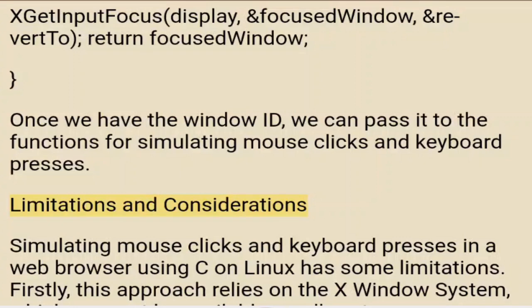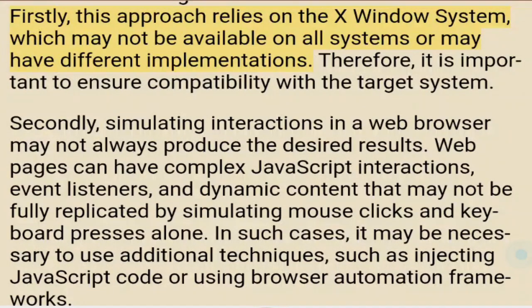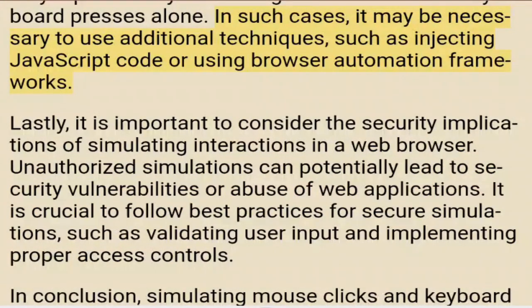Limitations and considerations. Simulating mouse clicks and keyboard presses in a web browser using C on Linux has some limitations. Firstly, this approach relies on the X window system, which may not be available on all systems or may have different implementations. Therefore, it is important to ensure compatibility with the target system. Secondly, simulating interactions in a web browser may not always produce the desired results. Web pages can have complex JavaScript interactions, event listeners, and dynamic content that may not be fully replicated by simulating mouse clicks and keyboard presses alone.